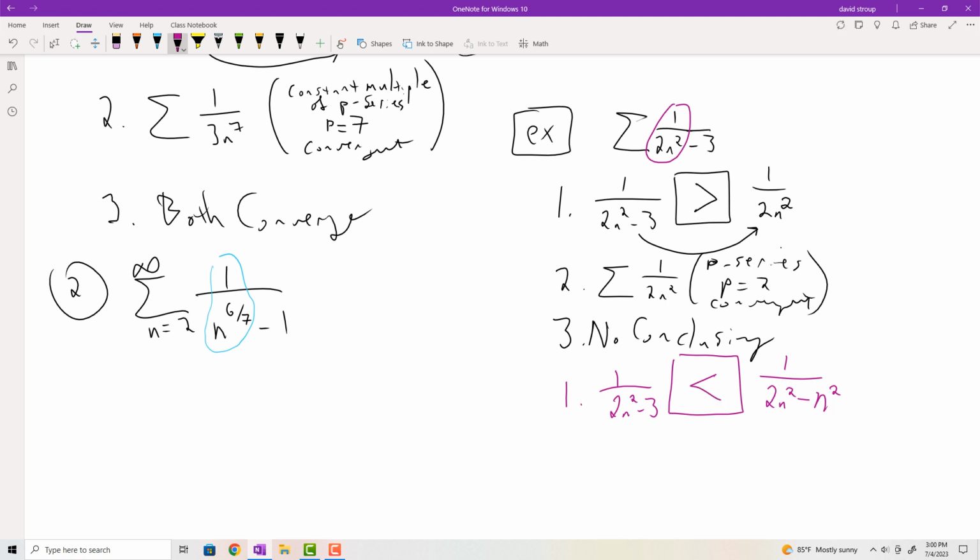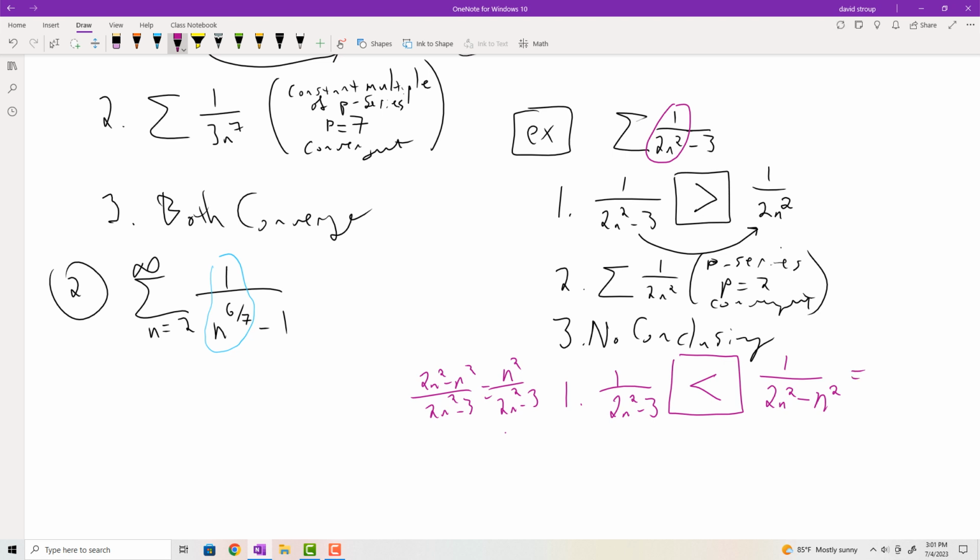So if you cross multiply it again, we could compare it. So I'd have 2n squared minus n squared all over 2n squared minus 3. And I think that's pretty clear then that this is just going to be n squared all over 2n squared minus 3. And then once you get past 2, the denominator is going to be greater than the numerator, right?